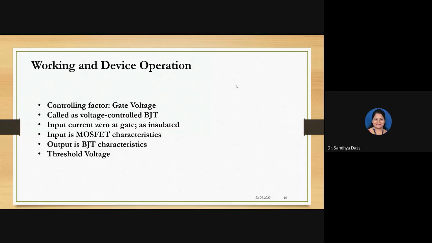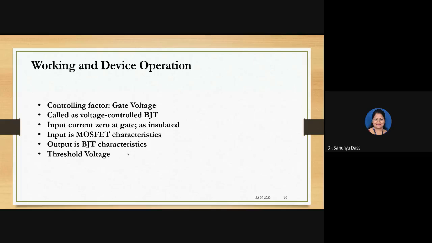Just to wrap up, its controlling factor is the gate voltage, so the device can also be called a voltage controlled BJT. IGBT can be called a voltage controlled BJT. The input current is zero at the gate because the gate is insulated. We know about that. It has the input characteristics of MOSFET and the output characteristics of BJT, and the device is controlled by the threshold voltage that you apply at the gate terminal.